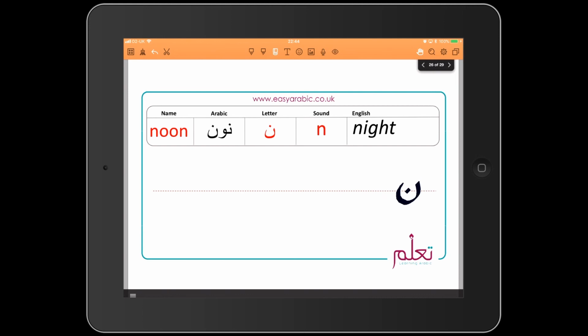So noon, even both sides, and then has a nukta in the middle. So we've got the noon here, one, two, and the nukta. One more time, noon, and again noon. Okay, and the sound is n, as in night.